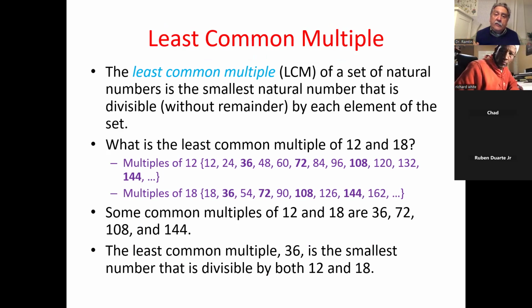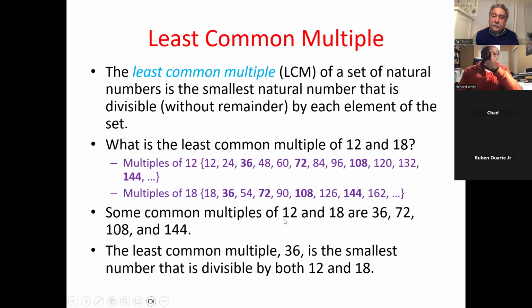For example, if we want to find the least common multiple between 12 and 18, in the past example, we looked at the greatest common divisor. Now we want to find the least common multiple. Again, we write the multiples of 12: 12 times 1, 12 times 2, 24, 36. It goes on, and that's the way we have these three dots. For 18 is 18, 36. We do the same thing. We go up to 144, and then the three dots.